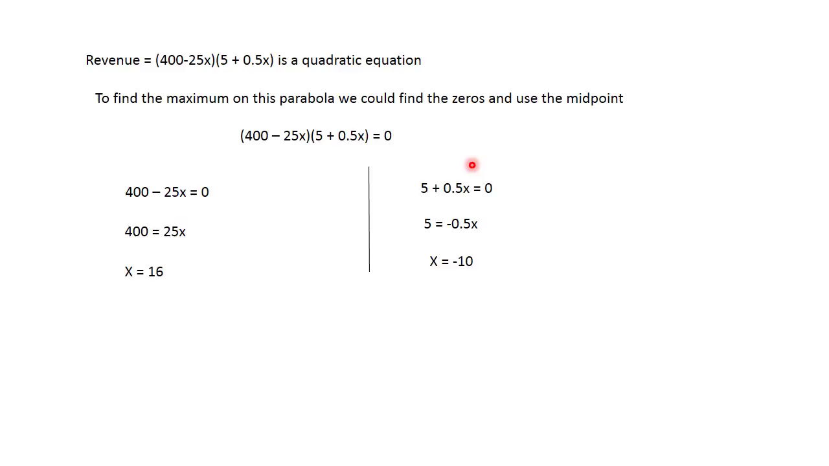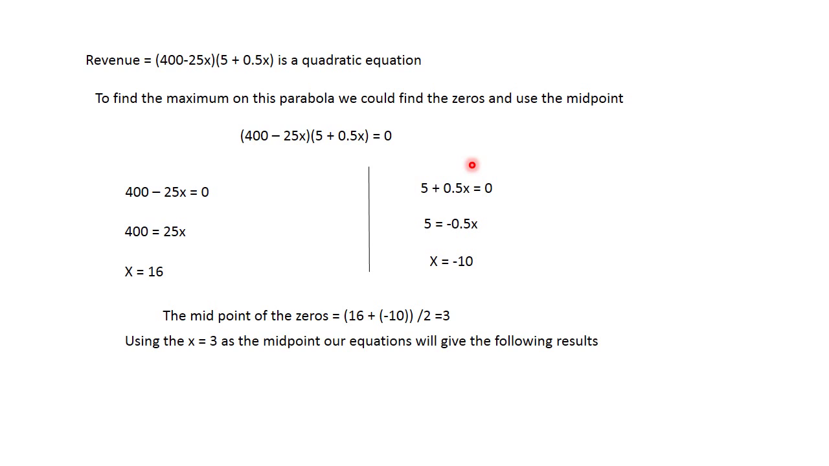So what do we do with these two zeros? Remember, in between the two zeros, when we add them together and divide by 2, we're going to get our axis of symmetry. That's where our maximum point is. So let's do that. We're going to add 16 plus minus 10 and divide that by 2. 16 plus minus 10 is 6. 6 divided by 2 is 3. So 3 is the x that's going to give us our maximum.